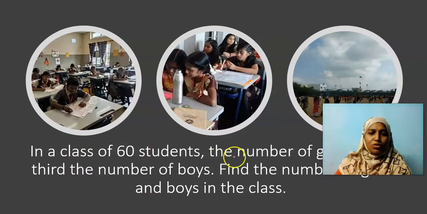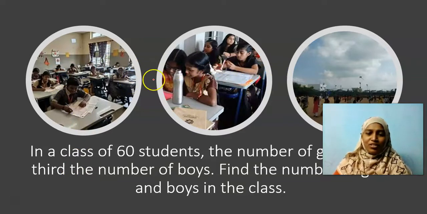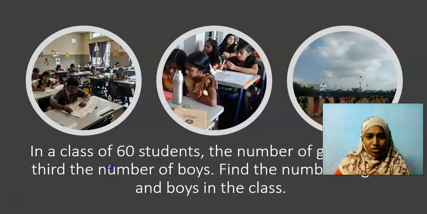In a class of 60 students, the number of girls is 1/3. Here I have taken the pictures of our school so that we will all recall and enjoy our precious moments in GGV. There are 60 students. Find the number of girls. The number of girls is 1/3. We don't know how many boys are there, but girls are 1/3 of boys. It means boys are more in number, girls are less in number. Find the number of girls and boys in the class.